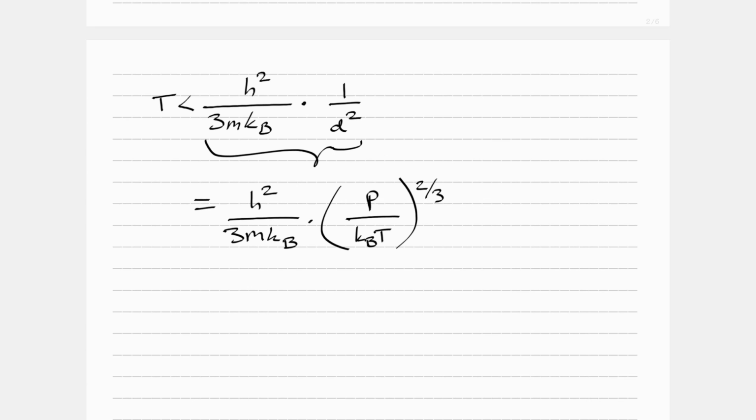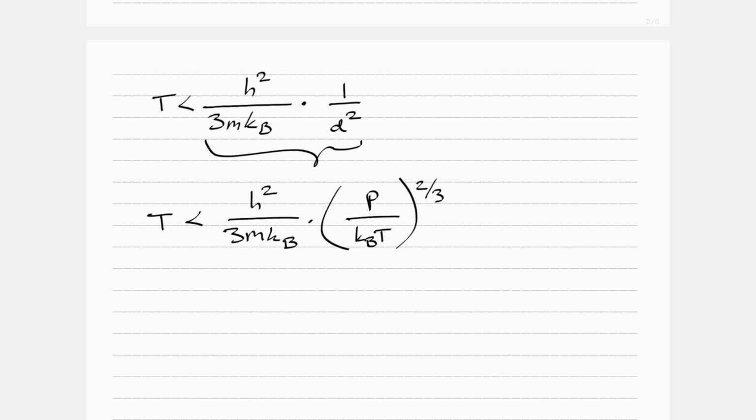Perfect. Okay, so let's rewrite it now with T less than out front. So T is less than this. That's what we're saying. If we apply the ideal gas law, this is what we get for a system with a volume equal to the characteristic length cubed.